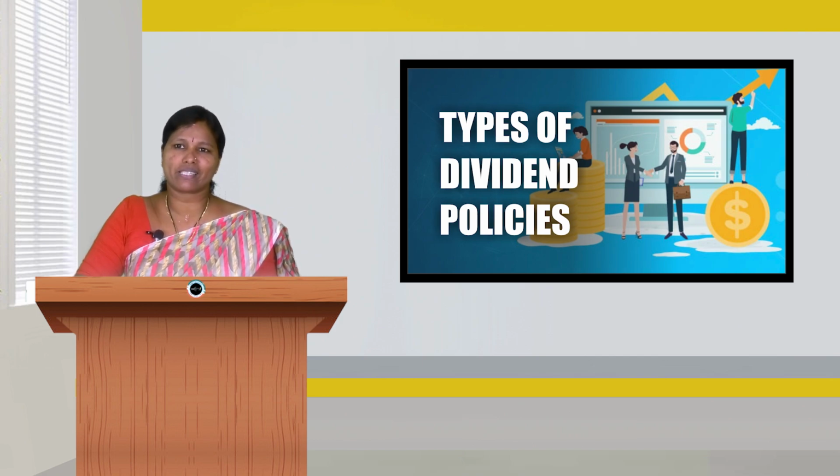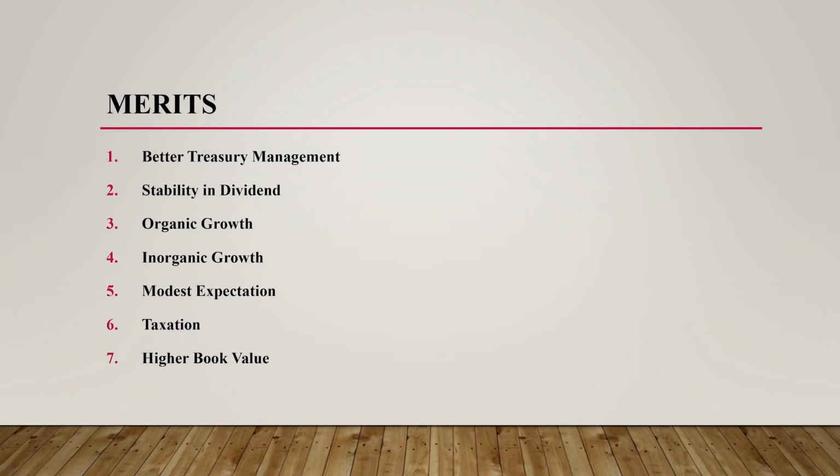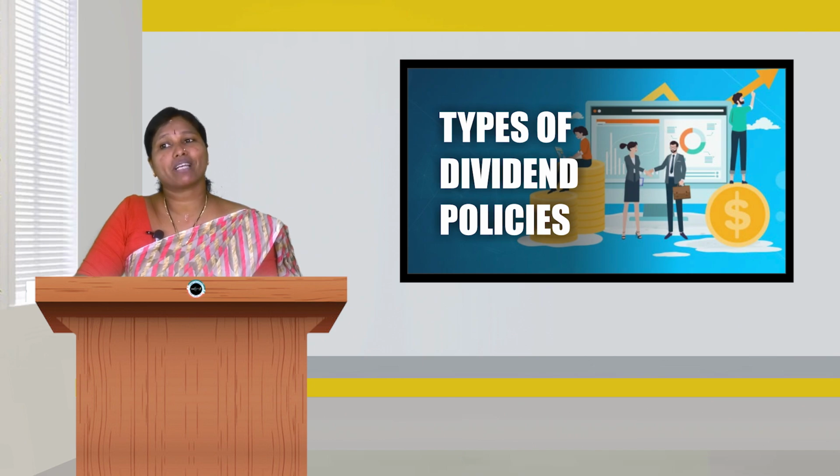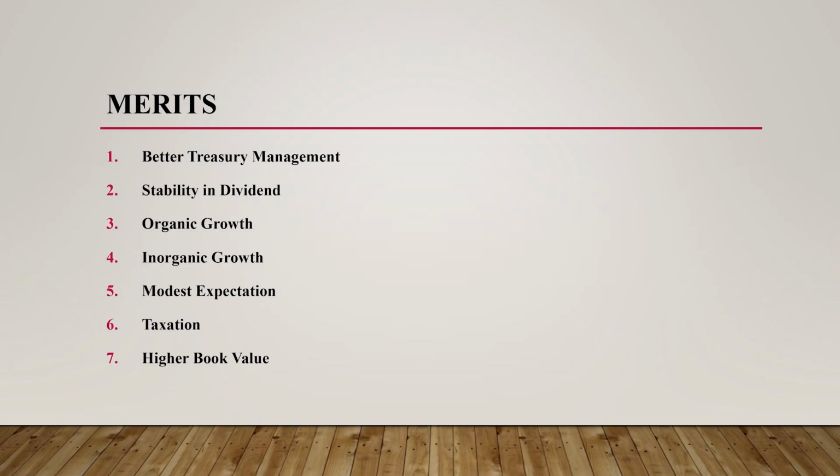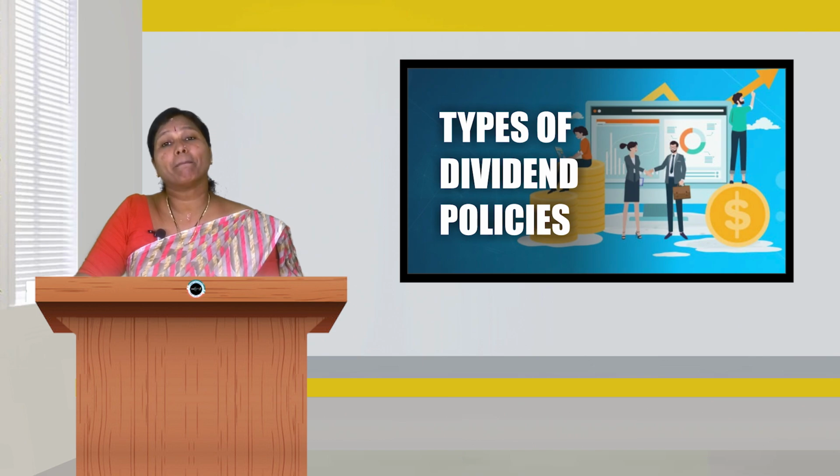So the next merit is taxation. A dividend tax may be payable by the company at a fixed percentage on dividend paid. So in the case of conservative dividend policy, the company pays a very small amount as dividend tax. And the next one is higher book value. Amount not paid as dividend remains in the company as a reserve. So over the years, the reserve increases the book value of the shares. All these are the important merits of conservative dividend policy.